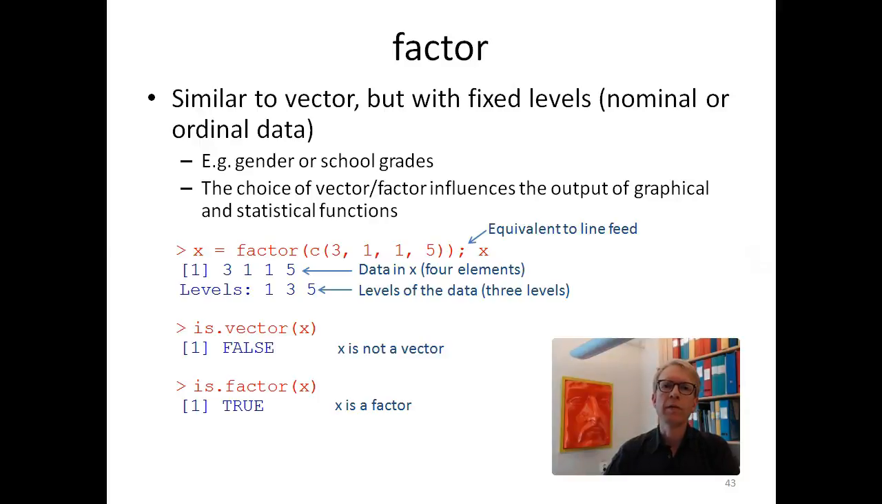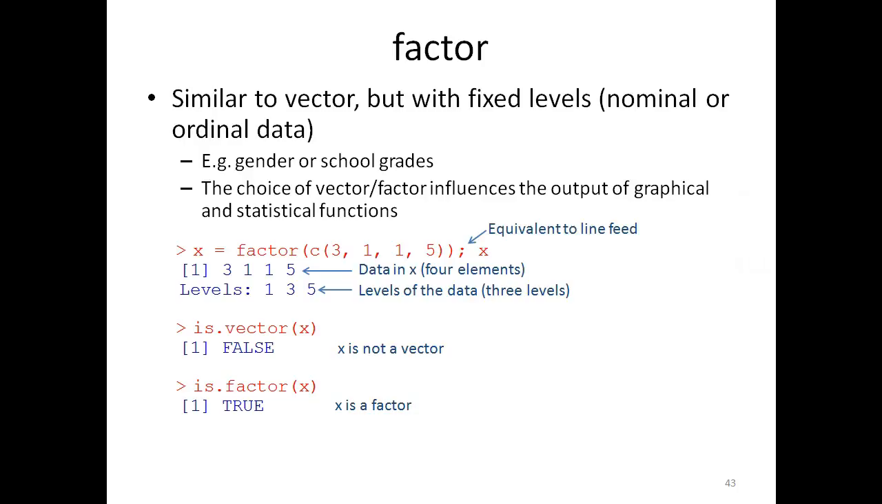Factors are very much like vectors, and the only difference really is that a vector can take on any kind of values, while in a factor you can only store data that has a limited number of values, or levels as they are called in factors. Examples of where you should use factors are, for example, if you're storing gender, which couldn't be any value, or school grade, which just has a number of levels.